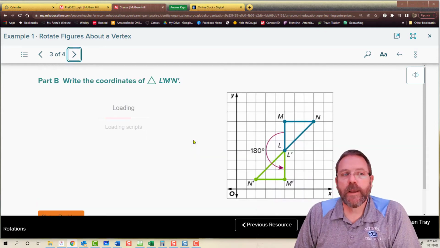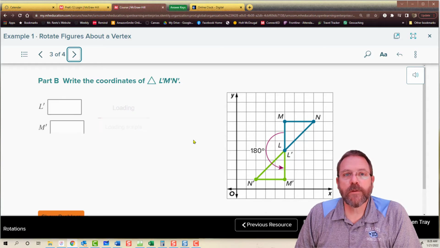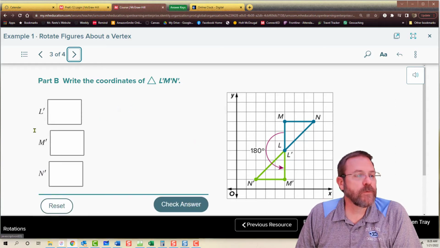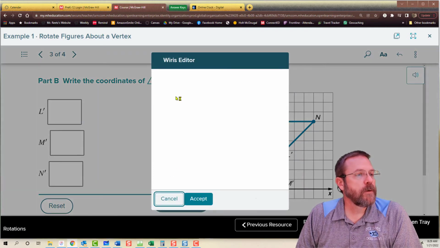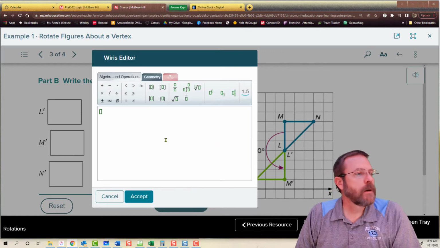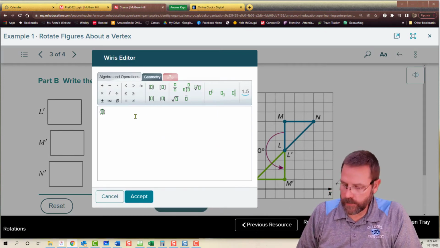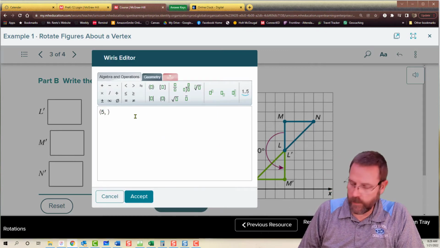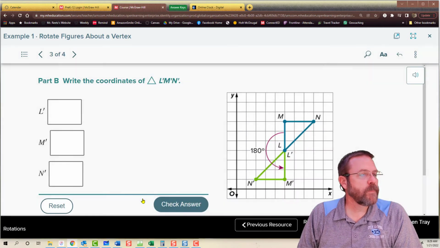The last thing you have to do is write the coordinates, the locations of each point on this new triangle. So L is going to be, remember, Superman runs before he flies, so it's going to be 1, 2, 3, 4, 5, then 1, 2, 3, 4. So L is going to take place at point (5, 4). And it doesn't want to let me write that. Hold on. Alright, now I got it working. So that took place at (5, 4). We're going to accept that.